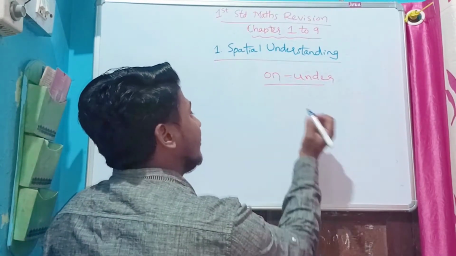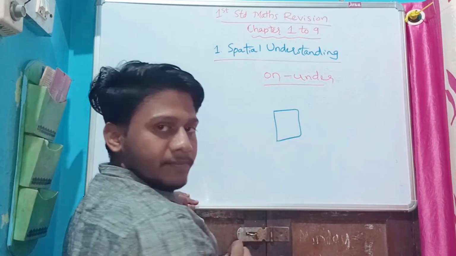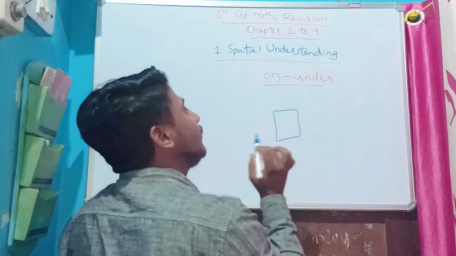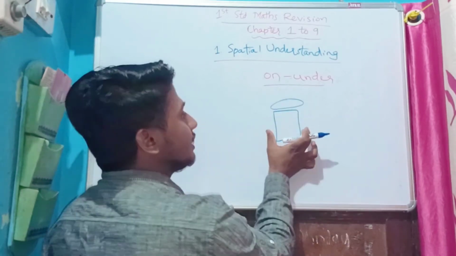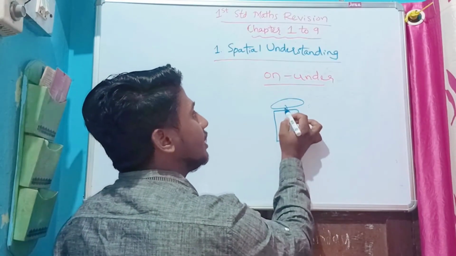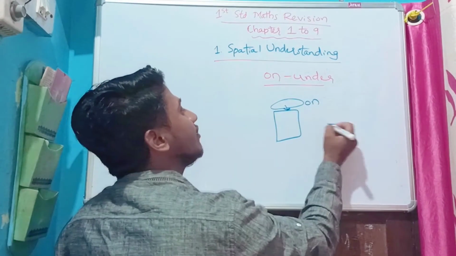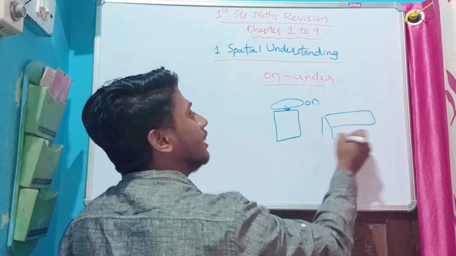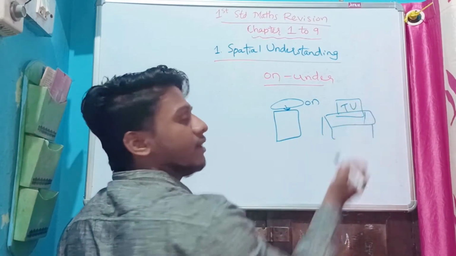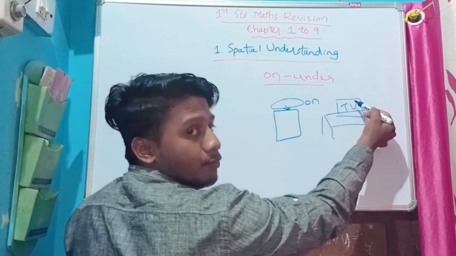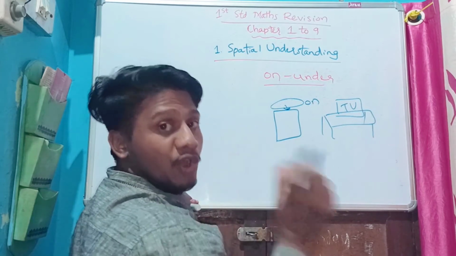So, consider for this example, there is an object, okay? There is an object. So, if you have something here, the object is here. If you place something here, this is called as on that object. For example, there will be a table. On that table, you will be keeping your TV. Yes? So, you are placing an object on another object. So, we are saying on there.